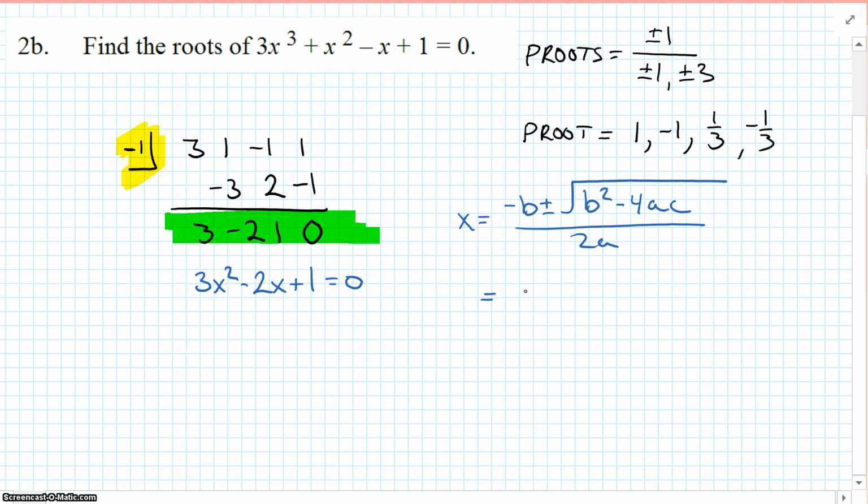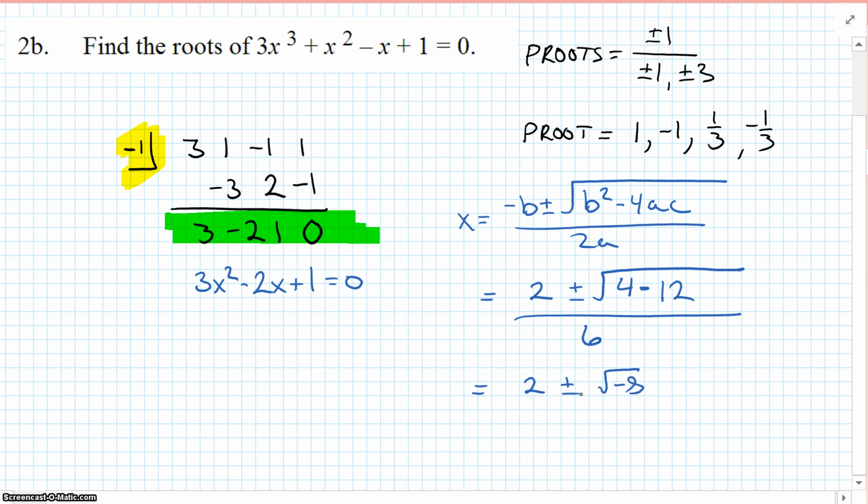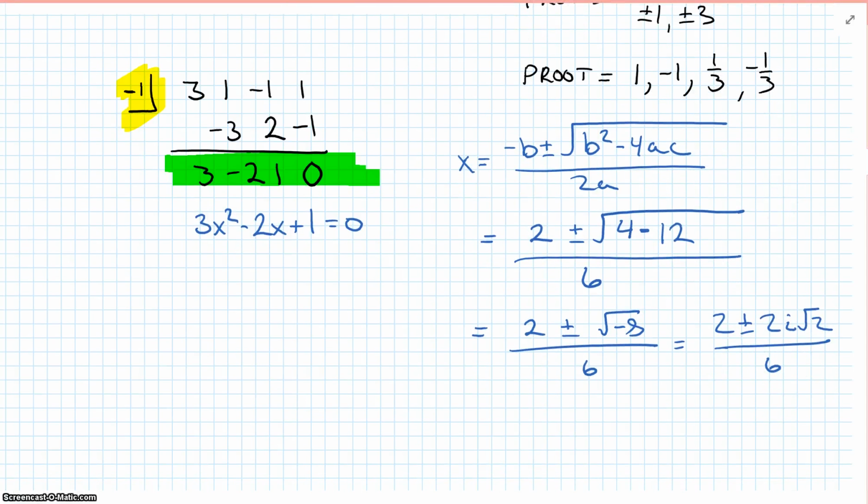So negative b, so negative 2, negative 2 would be positive 2, plus or minus the square root of b squared, so negative 2 squared is 4, minus 4 times a times c, so that's 4 times 3 times 1, so it would be 12, all over 2a, which is 2 times 3, which would be 6. So it's going to be 2 plus or minus the square root of negative 8, all over 6, so I'm going to rewrite this as 2 plus or minus 2i square root of 2, all over 6, which could be factored one more time.